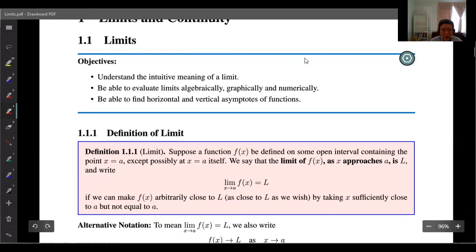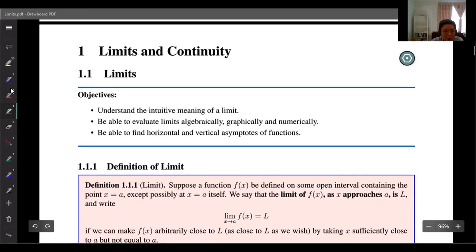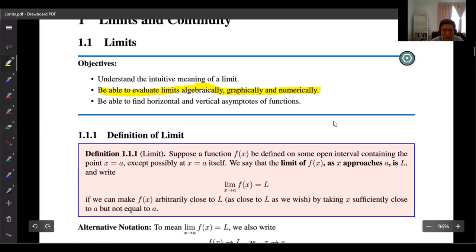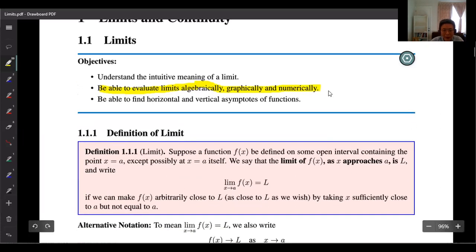We're going to introduce the limit. So the main objective for the limits concept, based on the AP Calculus curriculum, is this: be able to evaluate limits algebraically, graphically, and numerically. Three different approaches. If you're allowed to use a calculator, you can do the graphical approach. Otherwise, just do the algebraic approach. That's the main objective.